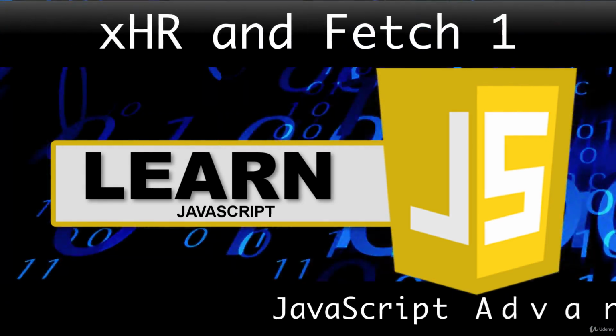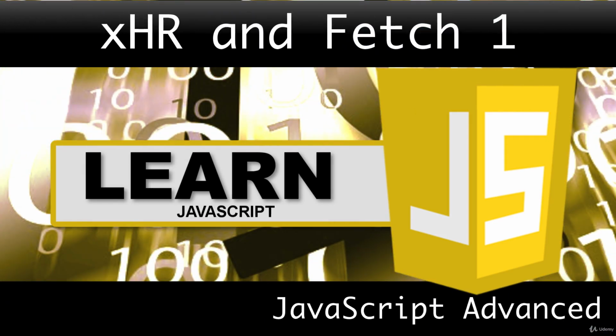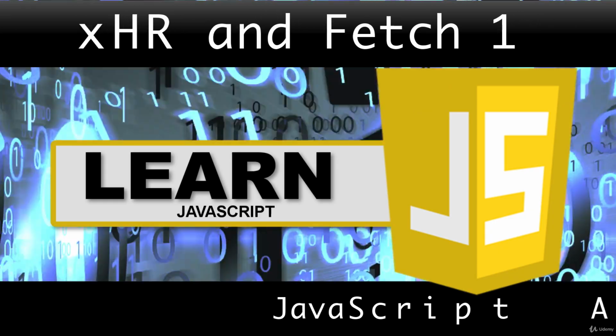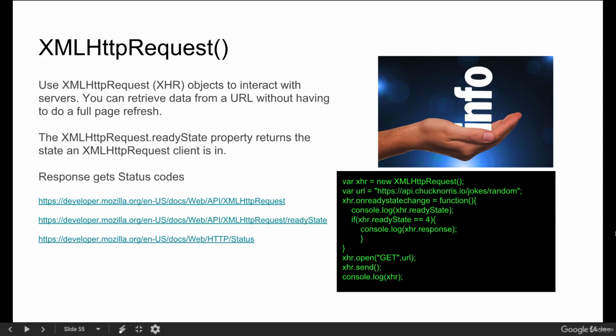This lesson is all about AJAX calls, so making fetch and XHR requests. Before fetch, we had one option, and that was XML HTTP requests, or XHR requests. In order to interact with servers, we could retrieve data from another URL without having to do a page refresh. So this is what's known as AJAX.